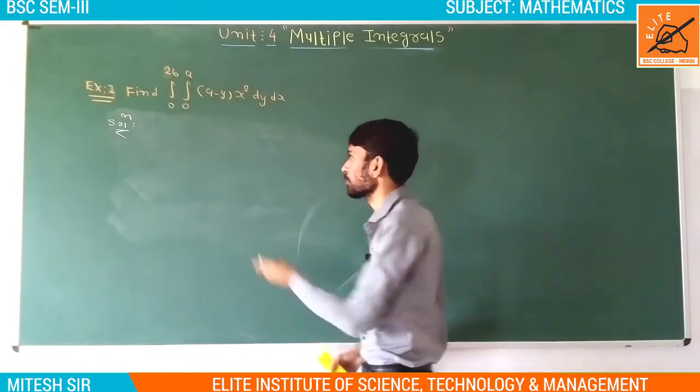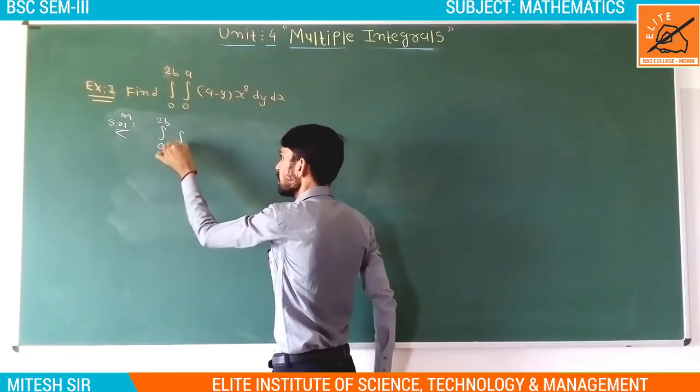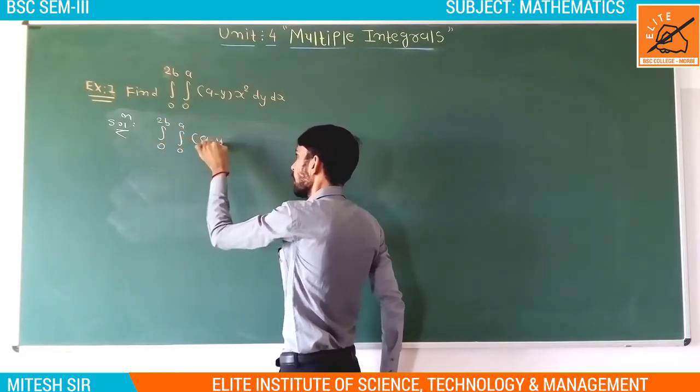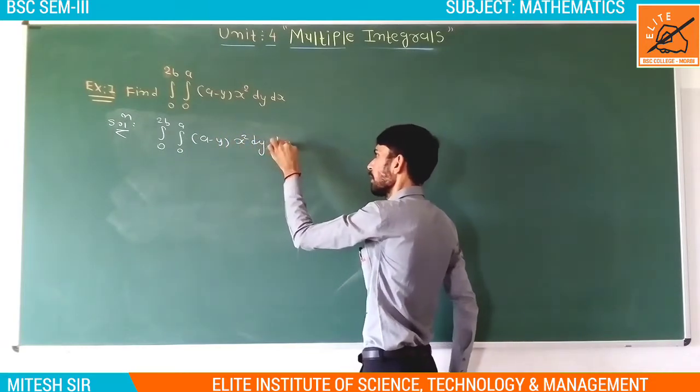So let's see the solution. Integration 0 to 2b integration 0 to a minus y into x square dy dx.